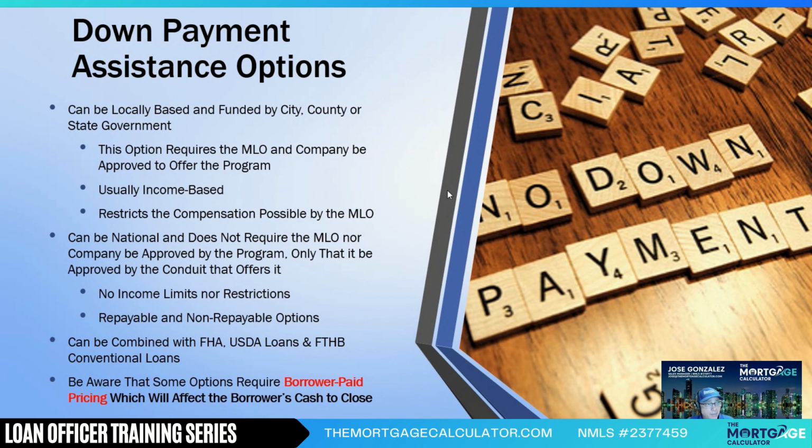So let me break down the down payment assistance and what I was mentioning. You heard me say national. Well, there are two types of options. We have here the type that is more locally based, usually funded by a city, county, or state government. This option requires the MLO and the company to be approved by that program to offer that program.